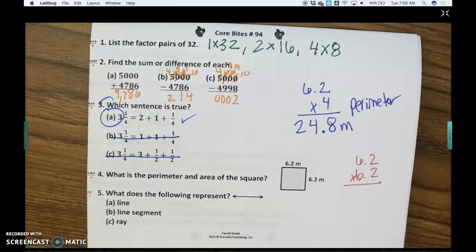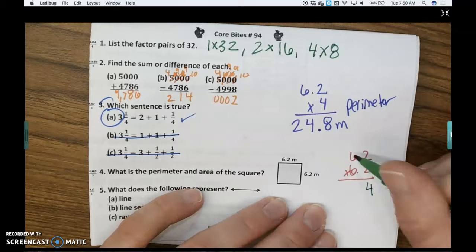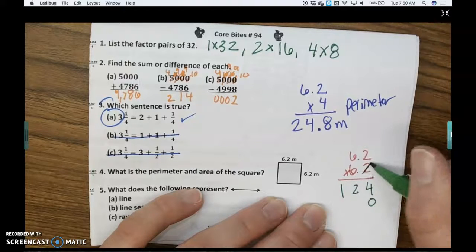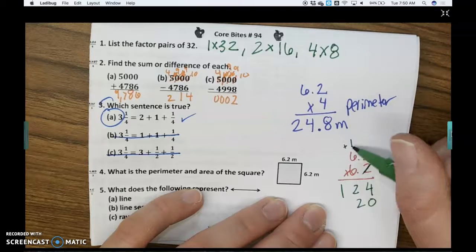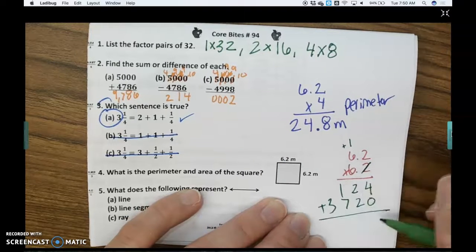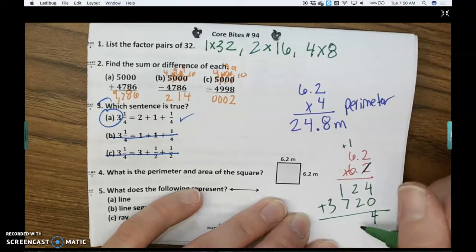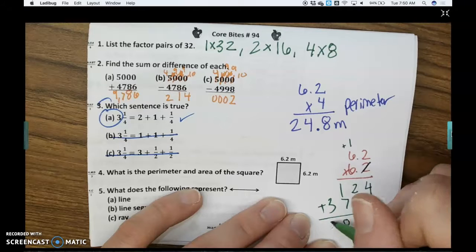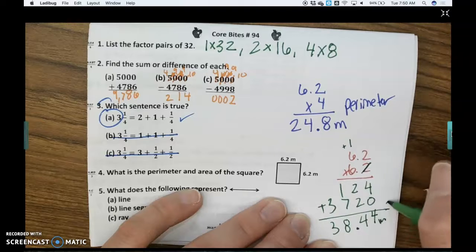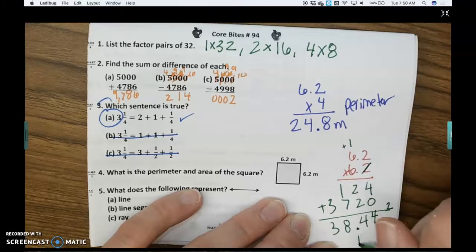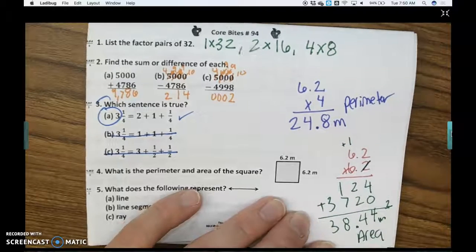So let me switch my colors for that. So 2 times 2 is 4. 2 times 2 is 4. 2 times 6 is 12. Hold the spot. 6 times 2 is 12. 6 times 6 is 36 plus 1 is 37. So you get 4, 4, 8, 3. 2 decimal spots. And then it is meters squared because you're doing area. And so that would be your area.